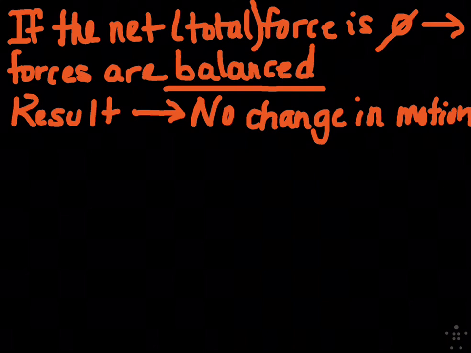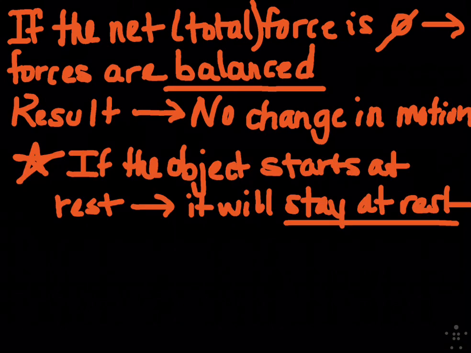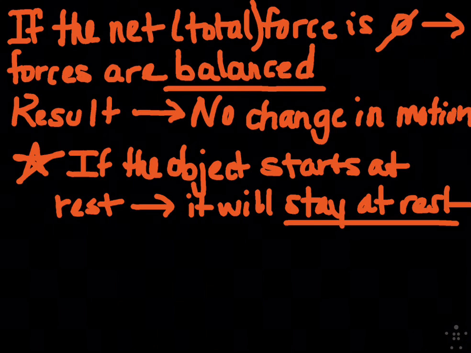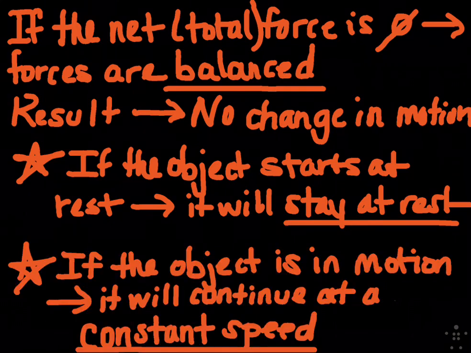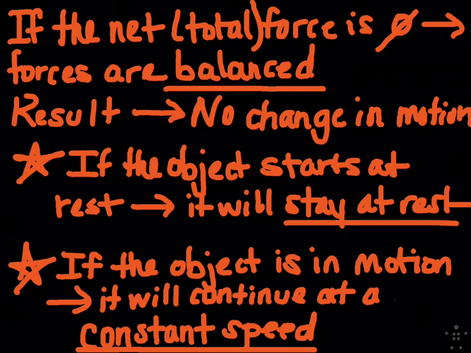But that can mean 2 different things. The first possibility is that if the object you're talking about that the forces are balanced on is starting at rest, then if the forces stay balanced on it, it will stay at rest. There is no change in motion. If it starts at rest, it stays at rest. The other possibility is that if the object starts off in motion and then the forces are balanced on it, then it will continue that motion but at a constant speed. So if the forces are balanced, the object could either be at rest or traveling at constant speed. That's the important thing to remember.